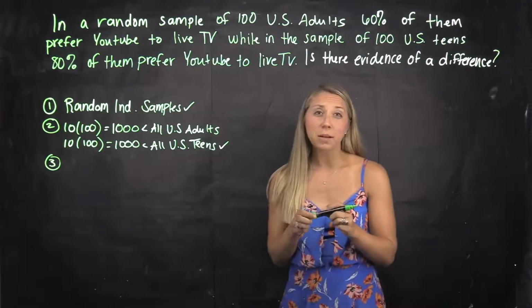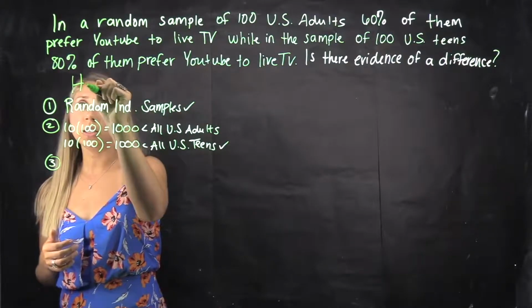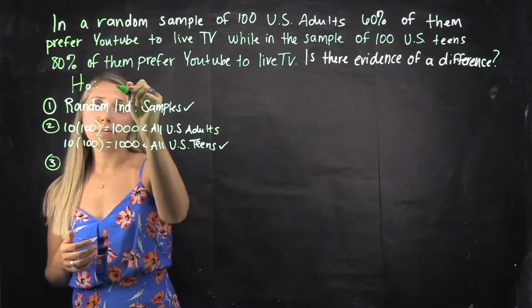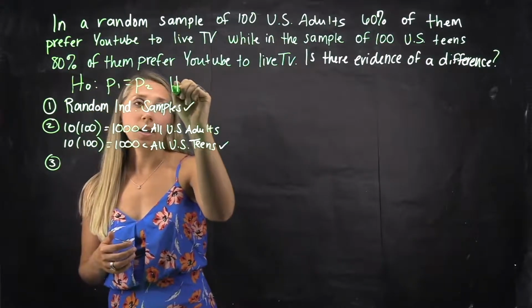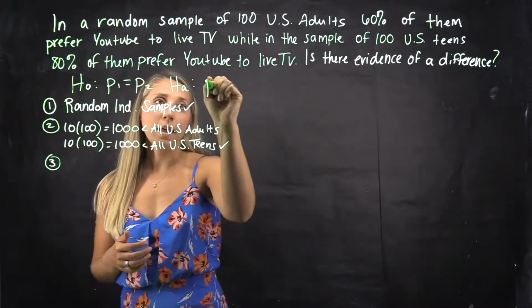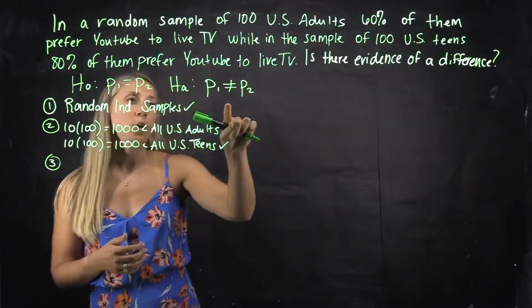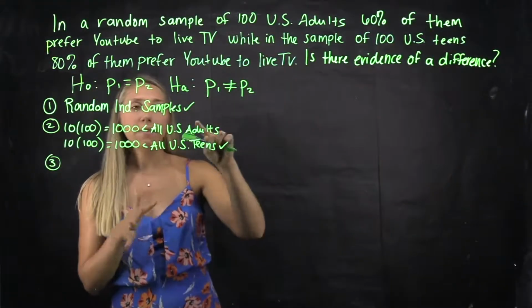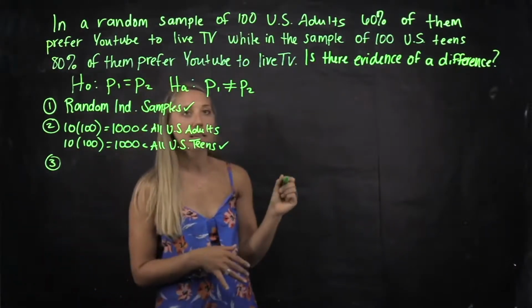Now, the first thing we want to set up is our hypotheses. So H naught is going to be that P1 equals P2, and your alternative is going to be that P1 does not equal P2. We just want to know if there's a difference, not if one is bigger than the other, so we're just going to use the not equals sign.